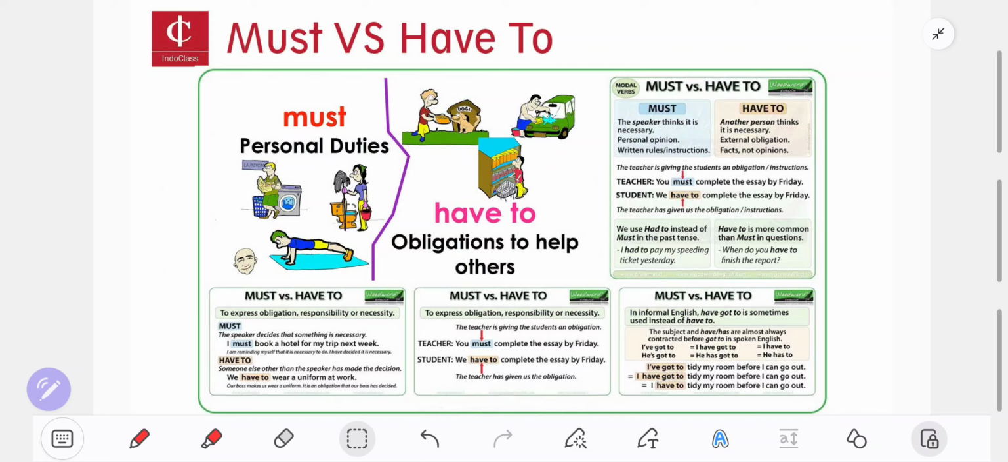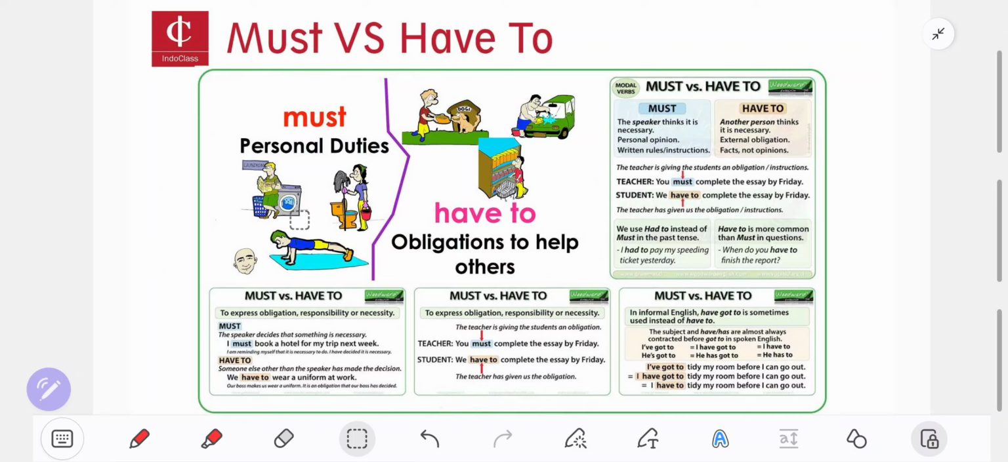You can see on this picture, on the left side and the right side, this is must for personal duties and have to for obligations to help others. Okay, for example, you can see on this picture you do exercise, you clean up your room or wash your clothes. This is an activity that you must do, only for you.